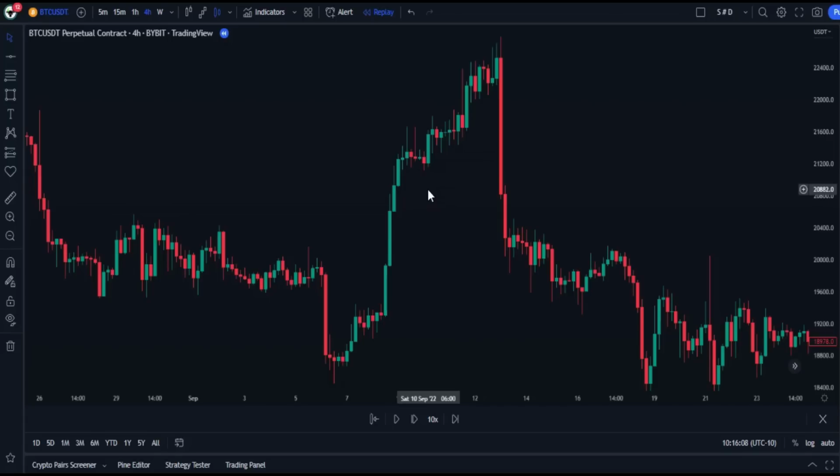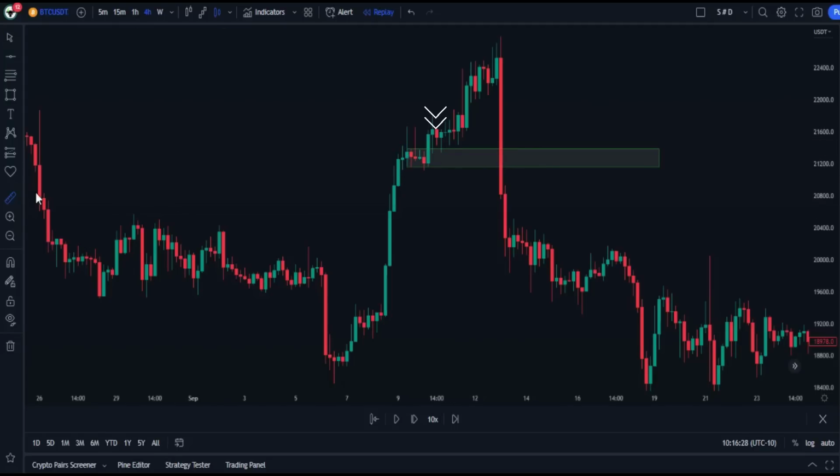So, let's say we want to look for an entry point here. First, we define the demand area, as we did previously. Secondly, we wait for the candles to move away from this area, even with one candle. And this red candle here has already moved away from this demand area, which made it an active area.